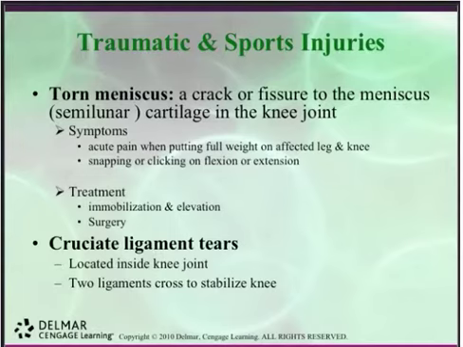Cruciate ligament tears are located inside the knee joint, and the two ligaments that cross to stabilize the knee, as a result of losing their connection, have to be surgically repaired in order to knit. The two types of meniscus cartilage in the knee joint are the lateral and medial meniscus. The preferred technology for diagnosing a torn meniscus is arthroscopy.